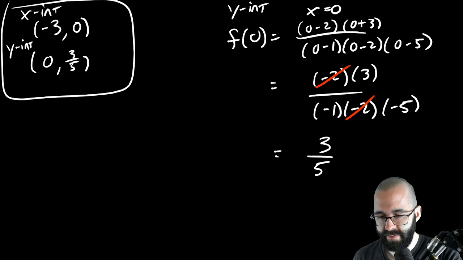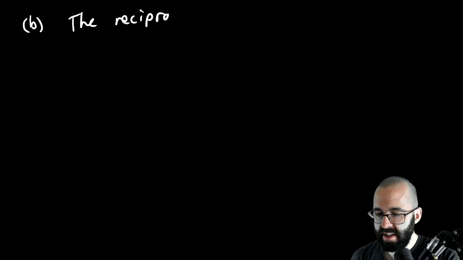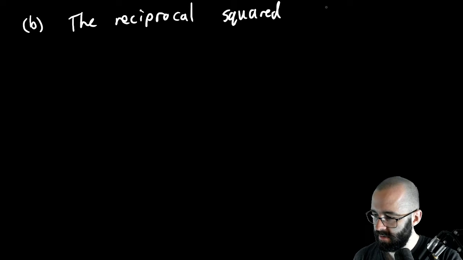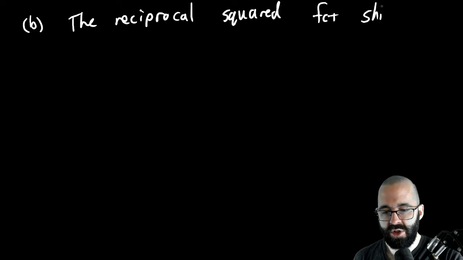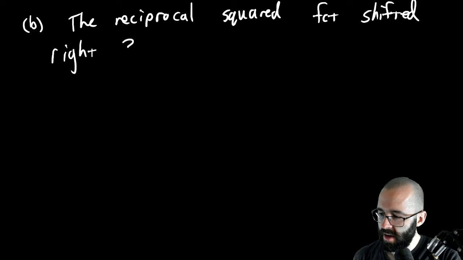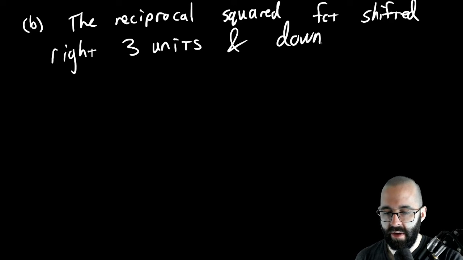Let's do another one. Part B. The reciprocal, find the intercepts of the reciprocal squared function that is shifted right 3 units and down 4 units.